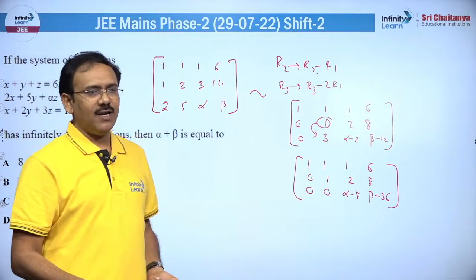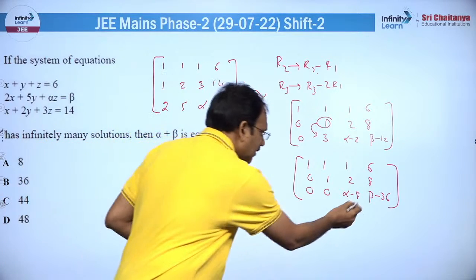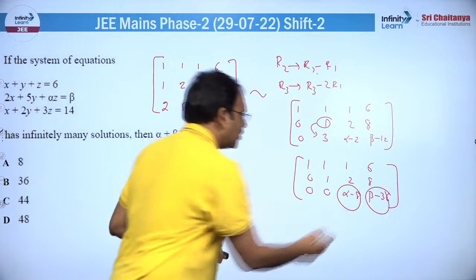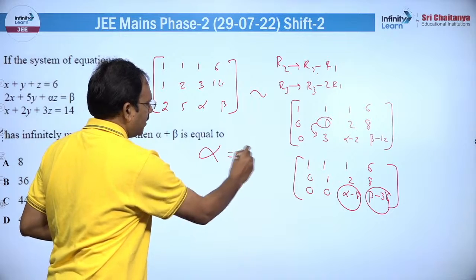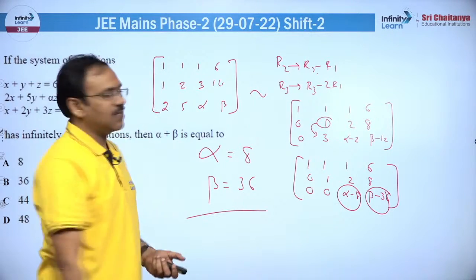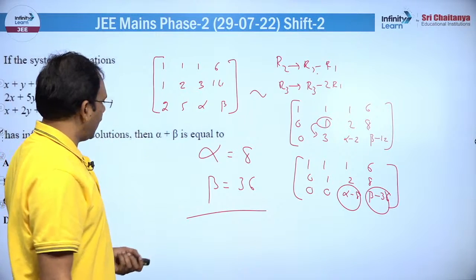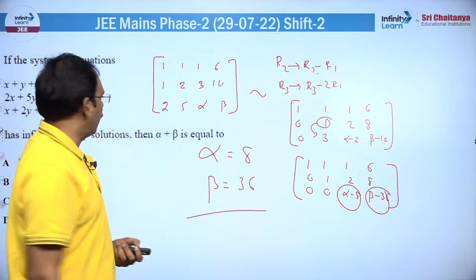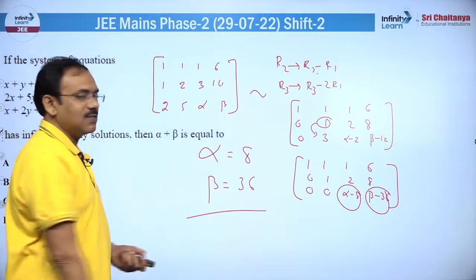To get infinitely many solutions, my dear friends, this must be 0 and this must be 0. So, α must be 8 and β must be 36. He is asking us to find α + β value, which is going to be 44, my dear friends. Option C is the right answer.